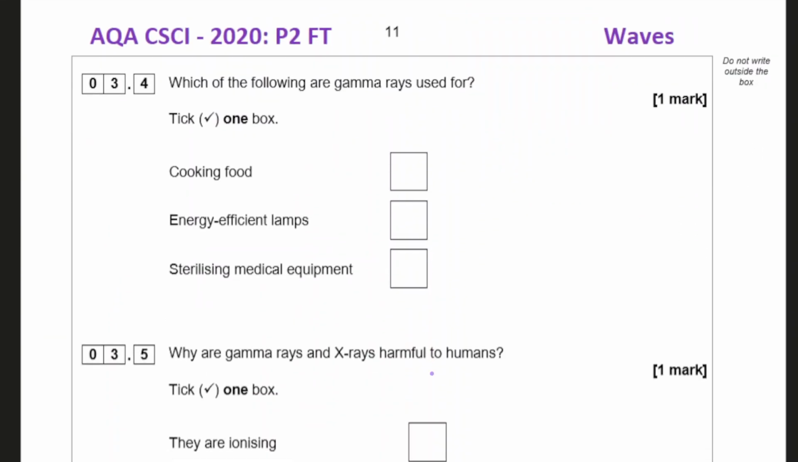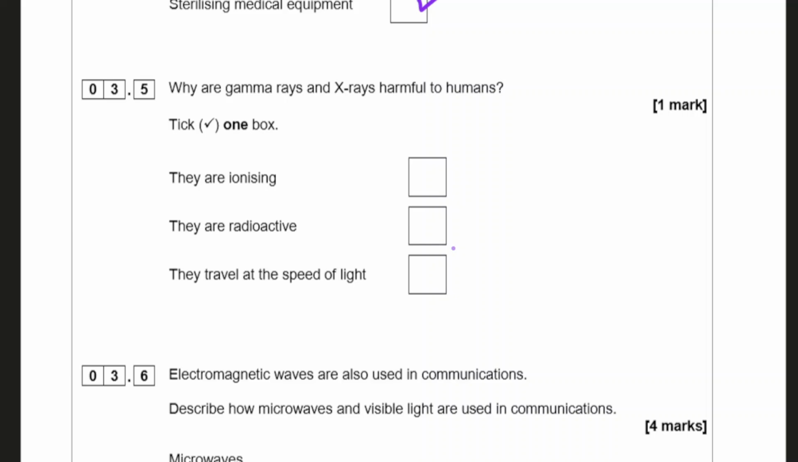Which of the following are gamma rays used for? Gamma rays are not used for cooking, that's microwaves. Energy efficient lamps are basically UV light. Sterilizing medical equipment, yes. Why are gamma rays and X-rays harmful to humans? Because they are ionizing. Gamma rays, X-rays, and ultraviolet are all ionizing. They are radioactive. No, they travel at the same speed of light. They do, but that doesn't mean that they're harmful.